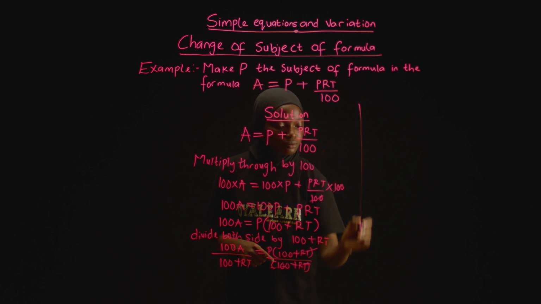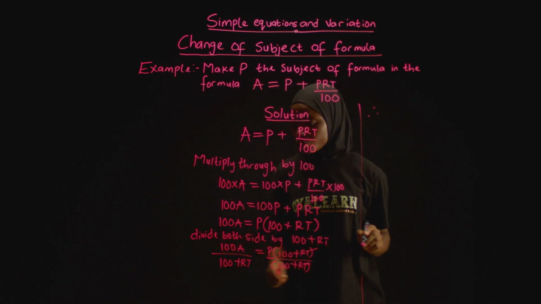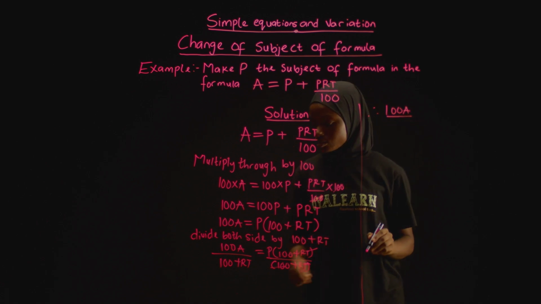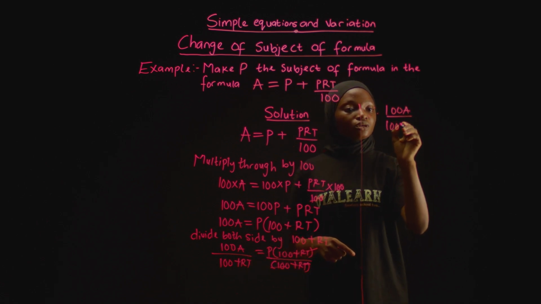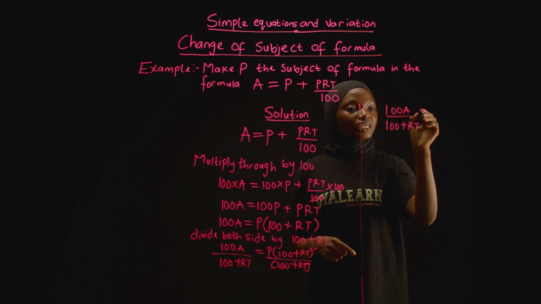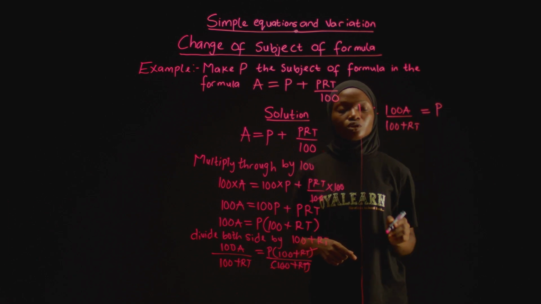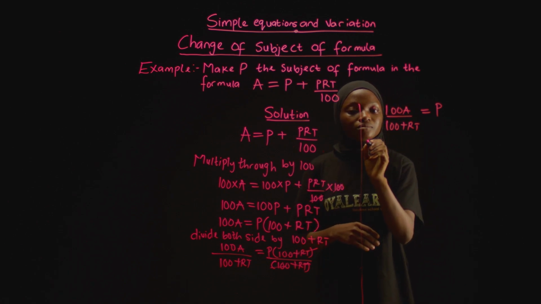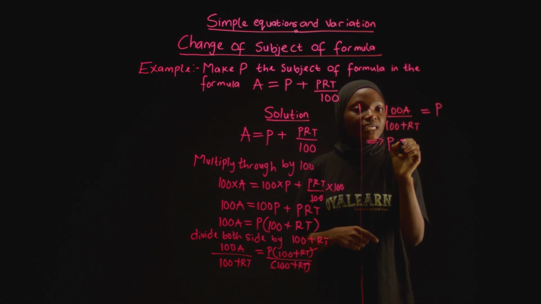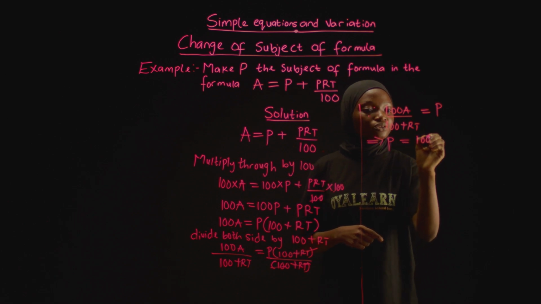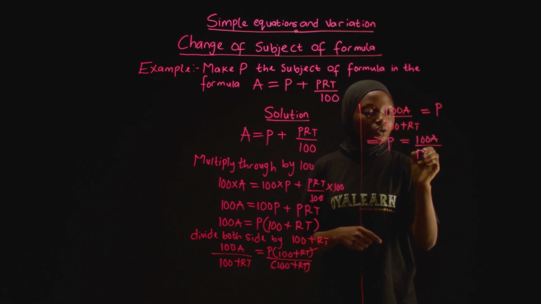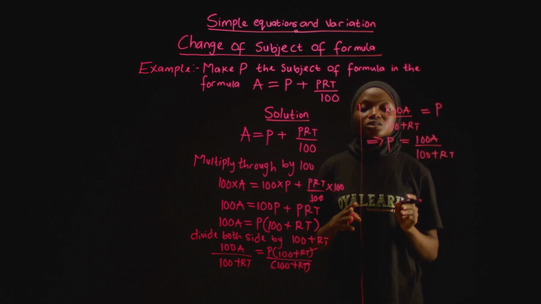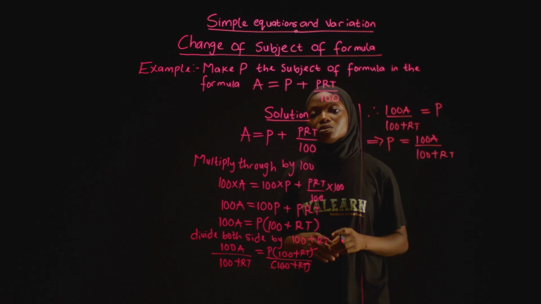So therefore, we have 100A over 100 plus RT equals P alone. So we've made P stand alone. So we can just rewrite this. This is the same thing as having P equals 100A over 100 plus RT. And by doing this, we've successfully made P the subject of the formula.